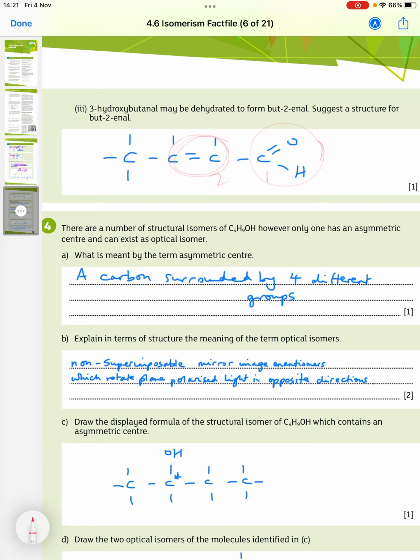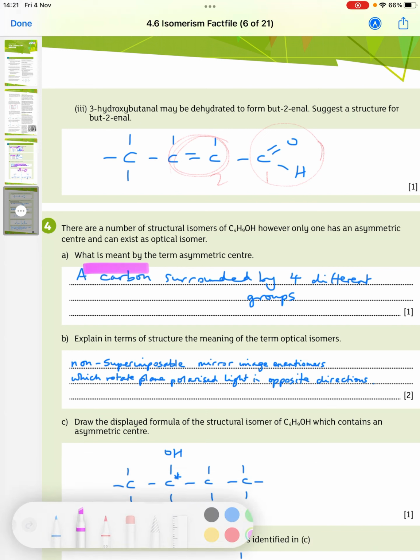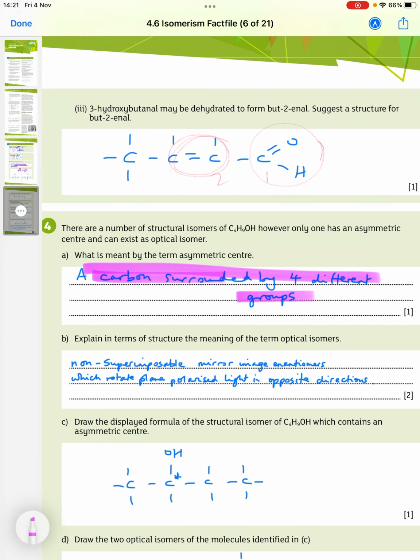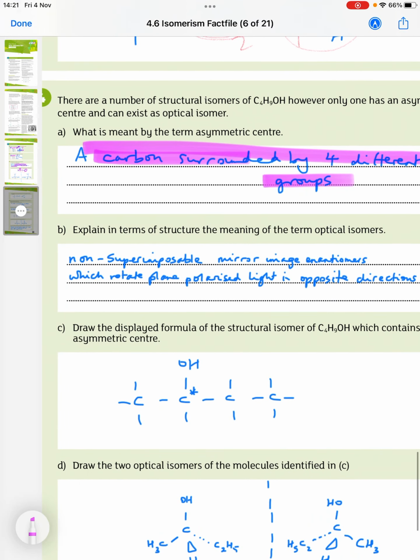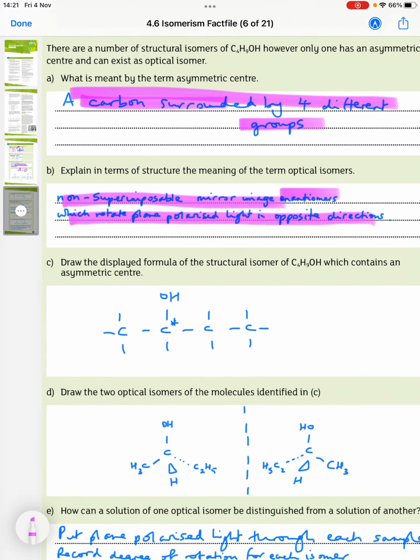And there are a number of structural isomers of C4H9OH, however only one has an asymmetric centre and can exist as an optical isomer. What is meant by the term asymmetric centre? Well, it's simply a carbon surrounded by 4 different groups. And then explain in terms of structure the meaning of the term optical isomers. Again, non-superimposable mirror image enantiomers which rotate plane polarized light in opposite directions.